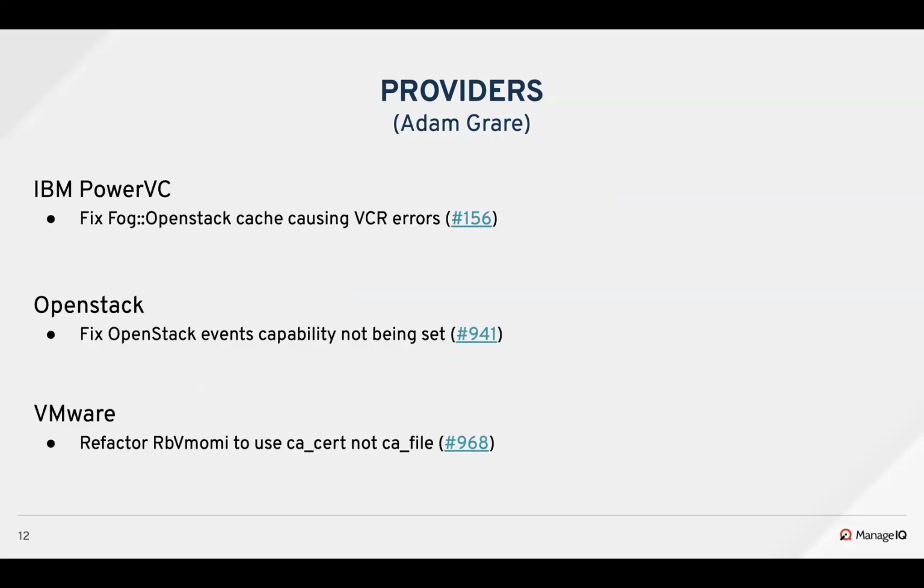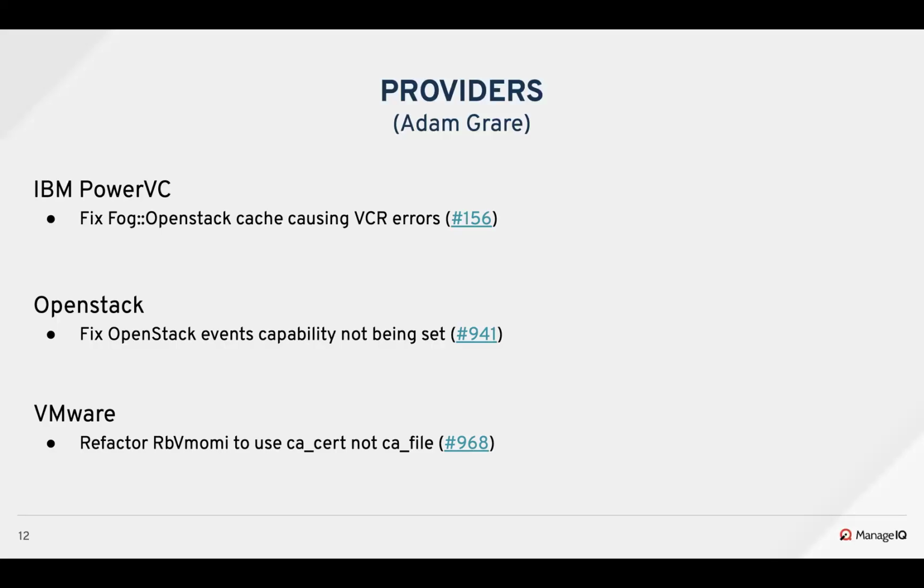For IBM Power VC, we fixed a bug in the tests where we weren't able to run the refresher test twice due to fog OpenStack caching. This is something that was handled in the OpenStack provider, and we just applied it to the Power VC so that we can improve the refresher spec tests here. For OpenStack, we fixed a bug with the event capability not being set for AMQP type endpoints. So now that should be resolved and the event catcher should be able to start up.